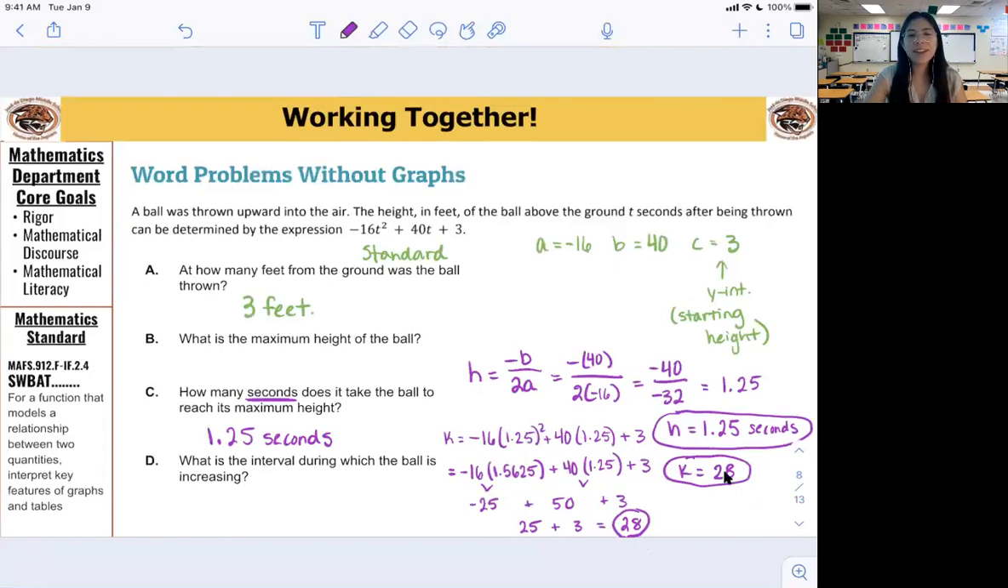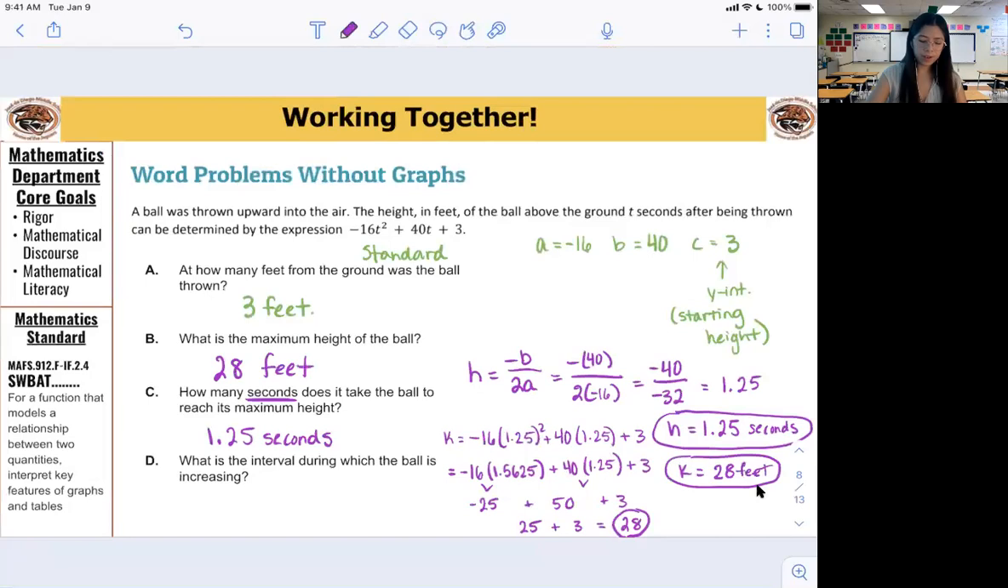All right, so 28 is what are my units of that, by the way? Let's not forget what we're doing here. 28 feet. Feet, good. And that's the maximum height.